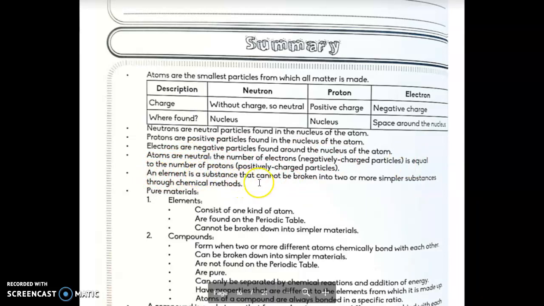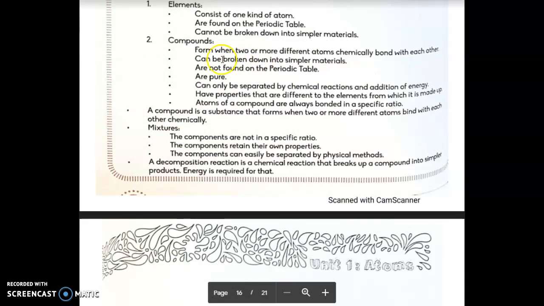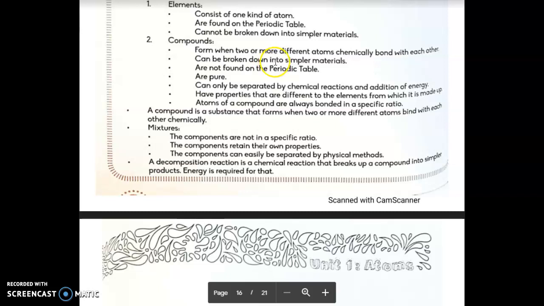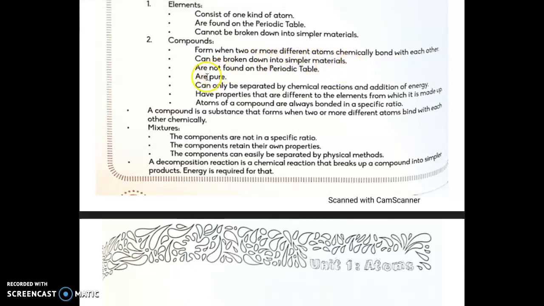An element is a substance that cannot be broken down into two or more simpler substances through chemical methods. Pure materials are made up of elements and compounds. Elements consist of one kind of atom, are found in the periodic table, and cannot be broken down into simpler materials. Compounds form when two or more different atoms chemically bond with each other, can be broken down into simpler materials, and they are not found on the periodic table. They are pure, and they can only be separated by chemical reactions and addition of energy.